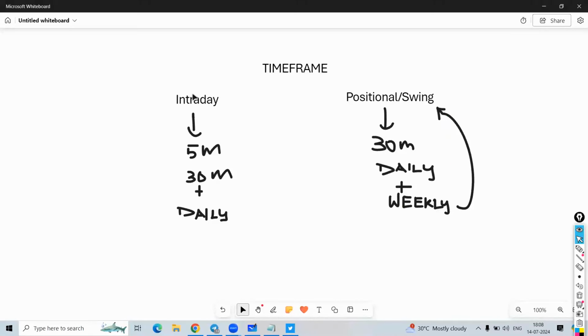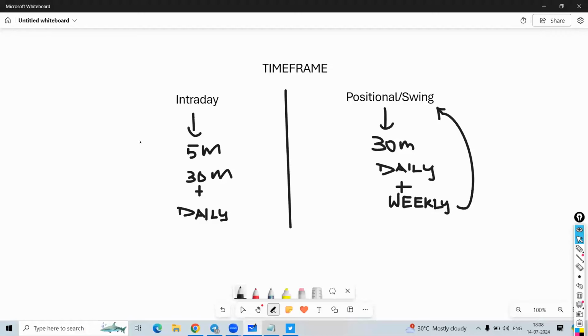So once you know, this is very common. You can be an option buyer, option seller, swing trader, option trader, cash trader, future trader. That is different. So time frame noted down. This is the time frame which is important.